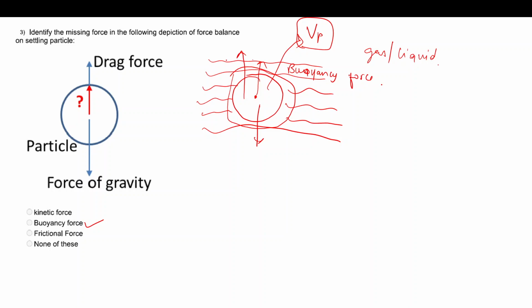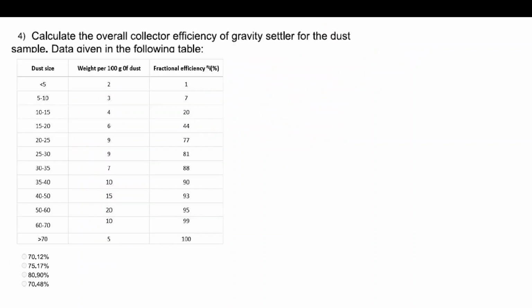Okay, so here buoyancy force is the correct answer, and drag force will also be acting in the opposite direction of motion, which is nothing but the characteristic to retard the motion of any particle in any streamlined flow. I hope it is clear.